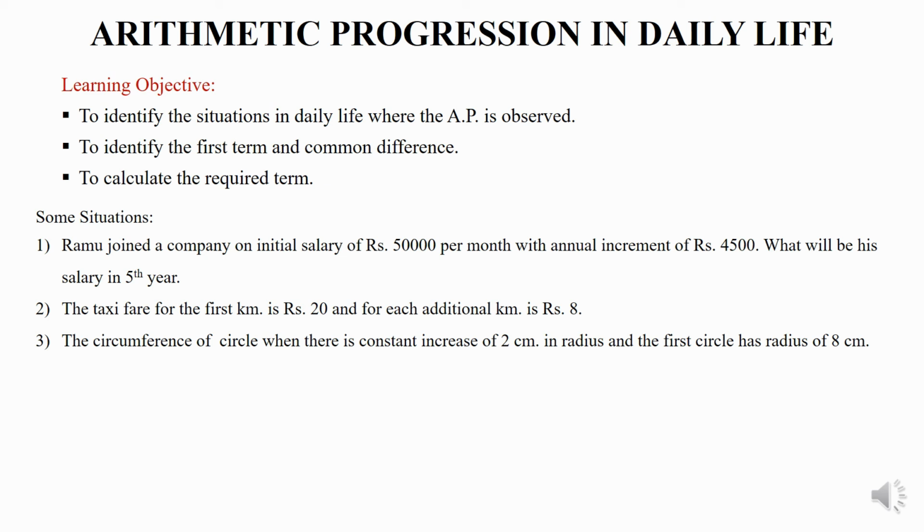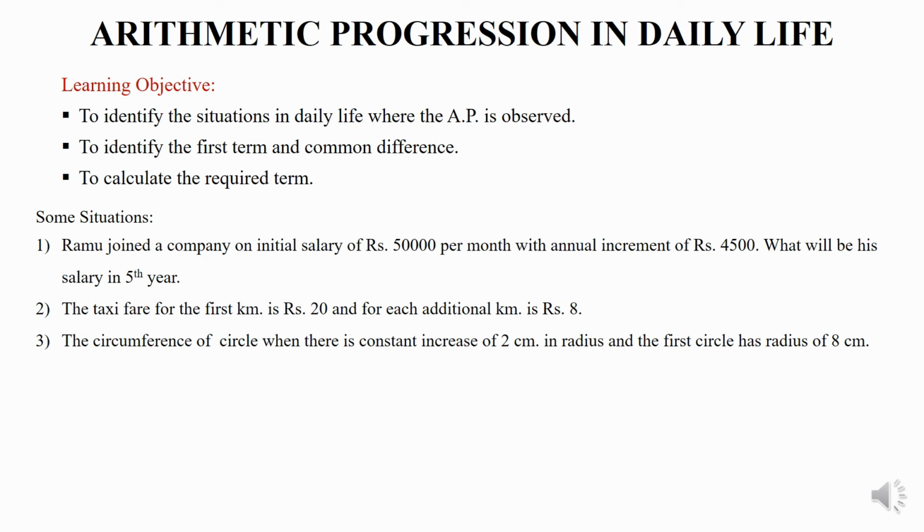Coming to the circumference of the second circle. Before going to that, what can be the radius of the second circle? As they said, a constant increase of 2 centimeters means 8 plus 2 is how much? 10 centimeters. So 10 centimeters is the radius. Then what can be the circumference of it? 2 pi into 10 is how much? 20 pi. The first one is 16 pi centimeters and the circumference of the second circle is 20 pi centimeters.